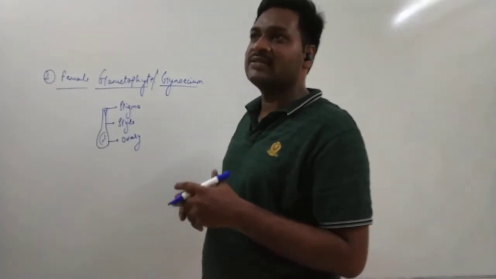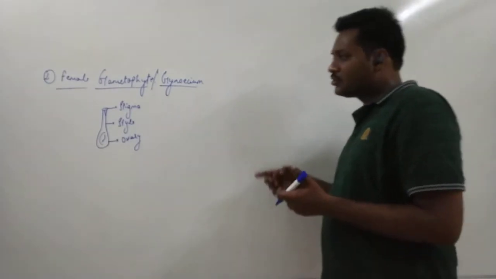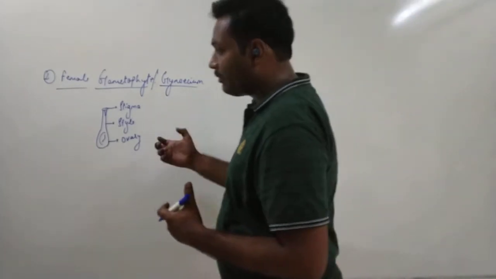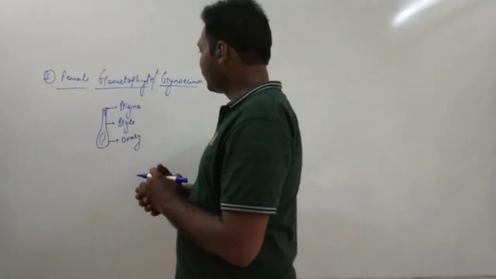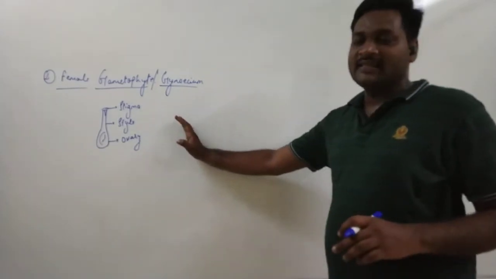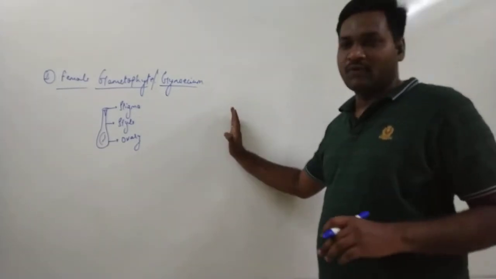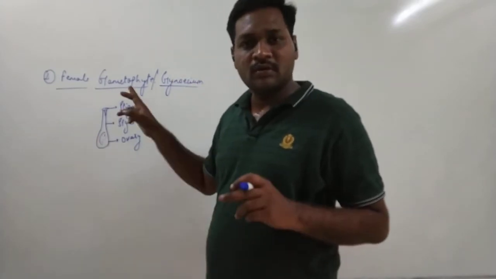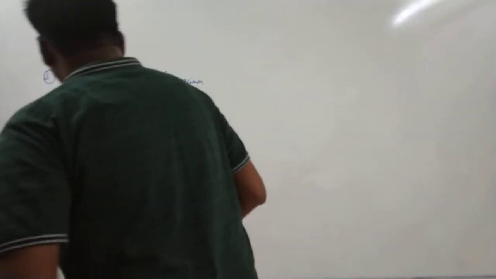Okay, and one more significant event taking place during this fertilization is called double fertilization, and this double fertilization we are going to discuss. So here, let's see the development of the female gametophyte. How the female gametophyte over here is going to develop. So let's see.